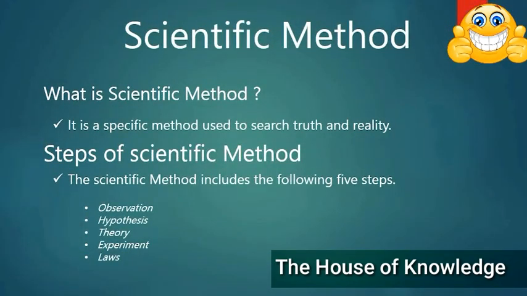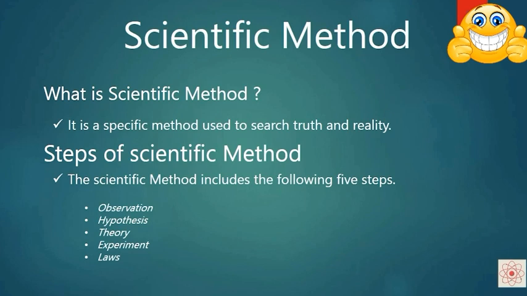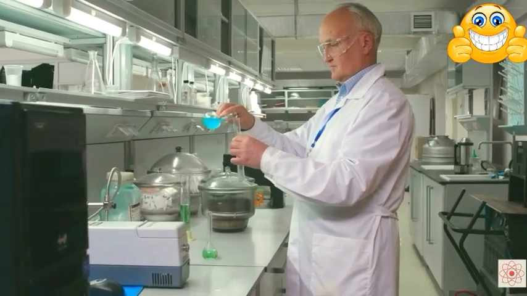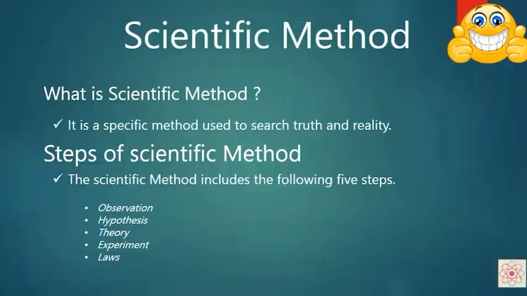Our today's topic is scientific method. What is scientific method actually? It is a specific method used to search truth and reality. Dear students, you most often study the experiments performed by the scientists. They come to a conclusion after a method which we call scientific method. Now we will discuss the steps of scientific method.